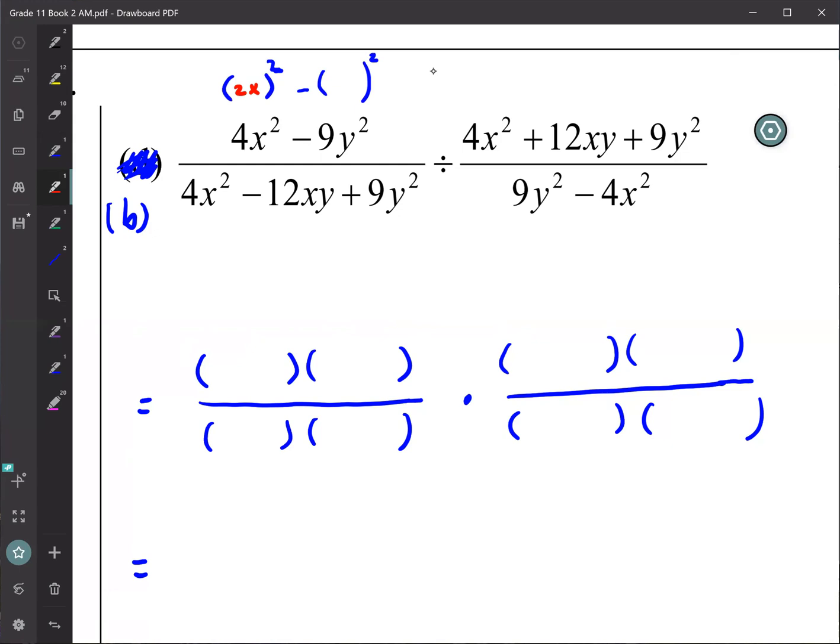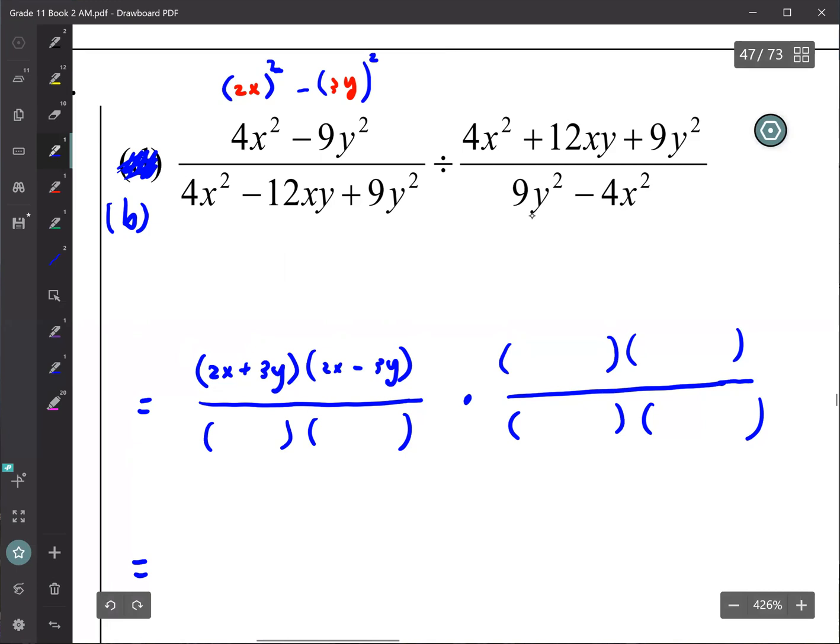What about the second bracket? 3y. Yeah. So that will be your two terms that you put inside each bracket, okay? So you should have 2x, 3y, 2x, 3y, and one is plus, one is minus. Okay, remember now? Okay, all right, Colin, what's the denominator?